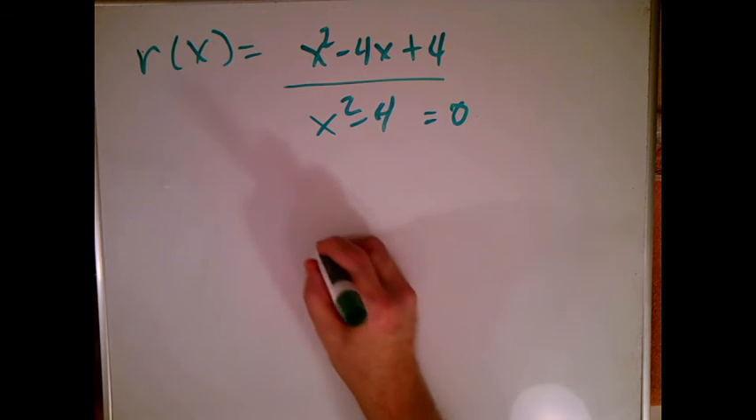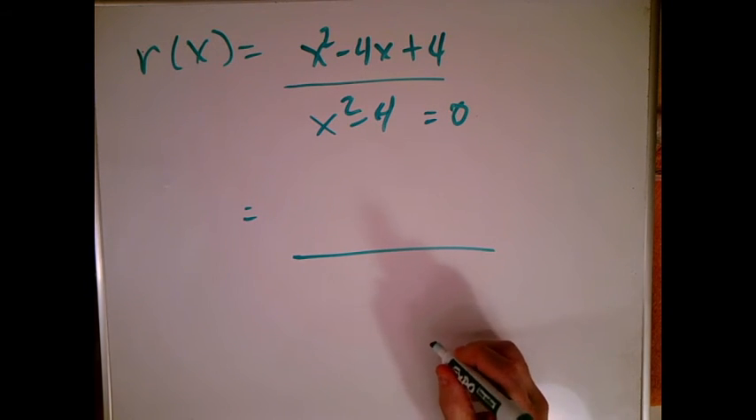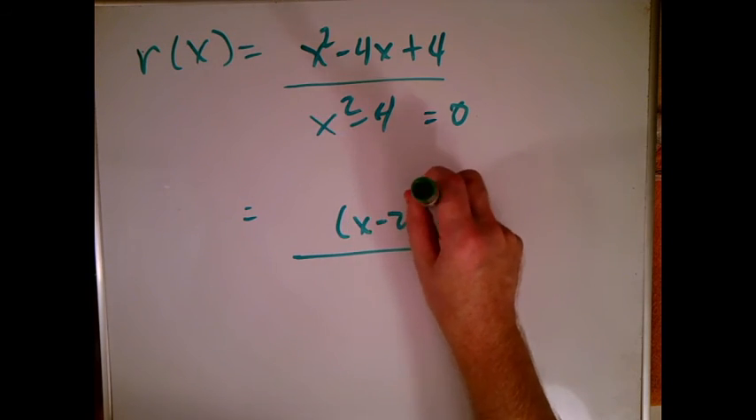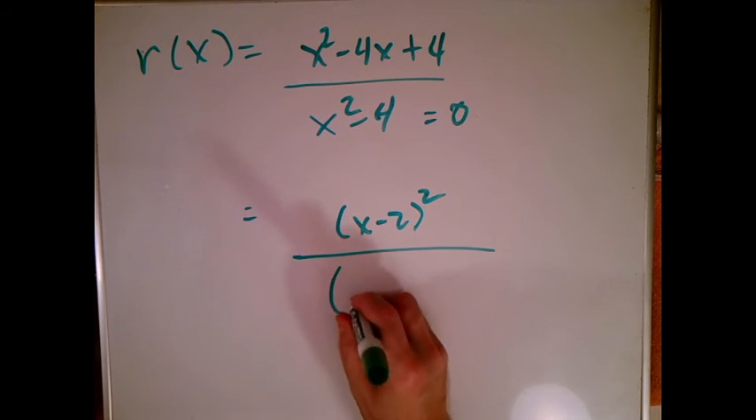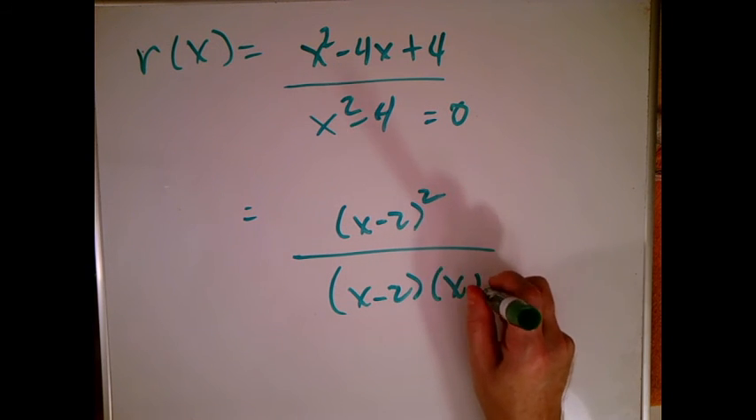But just to show you what weird kind of thing can happen, I'm going to factor the top, I'm going to factor the bottom. The top factors as x minus 2 quantity squared. The bottom factors as x minus 2 times x plus 2.